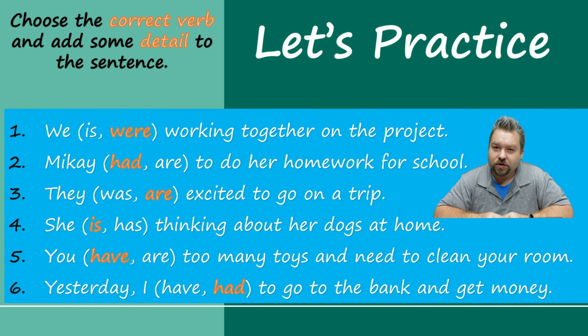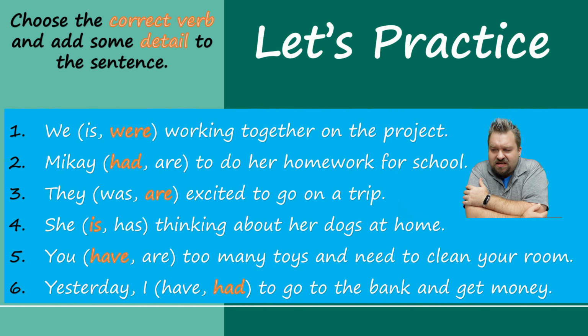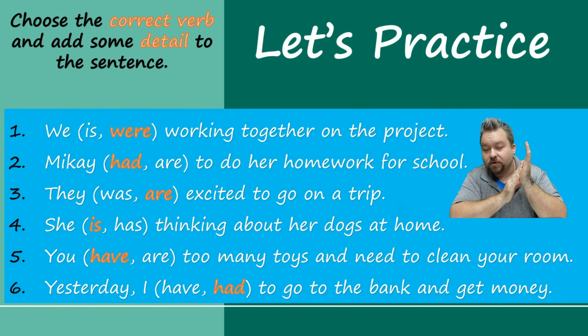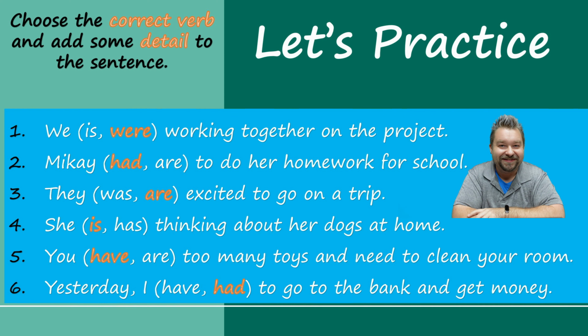Okay, number five. You are or you have. Ooh, let's look at the next part. Too many. You have too many? Oh yeah, that makes sense. You are too many? That doesn't make sense, right? So it's easy to see which verb kind of matches the rest of it, okay? So you have too many toys and need to clean your room.